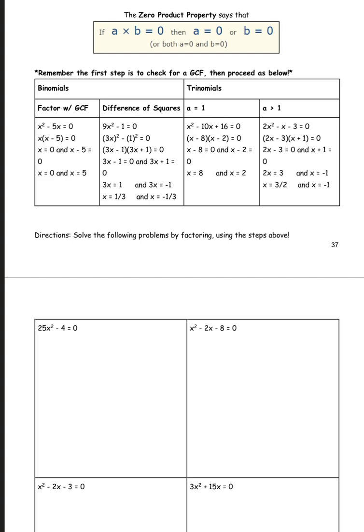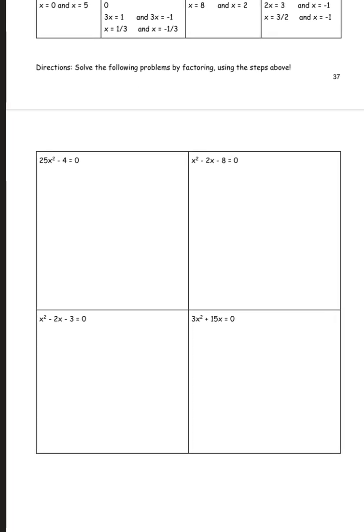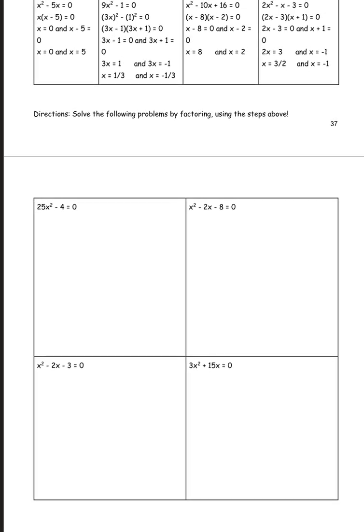So you could factor using difference of squares, when a equals 1, and when a is greater than 1. It says solve the following problems by factoring using the steps above. First we're going to look at 25x squared minus 4 equals 0.